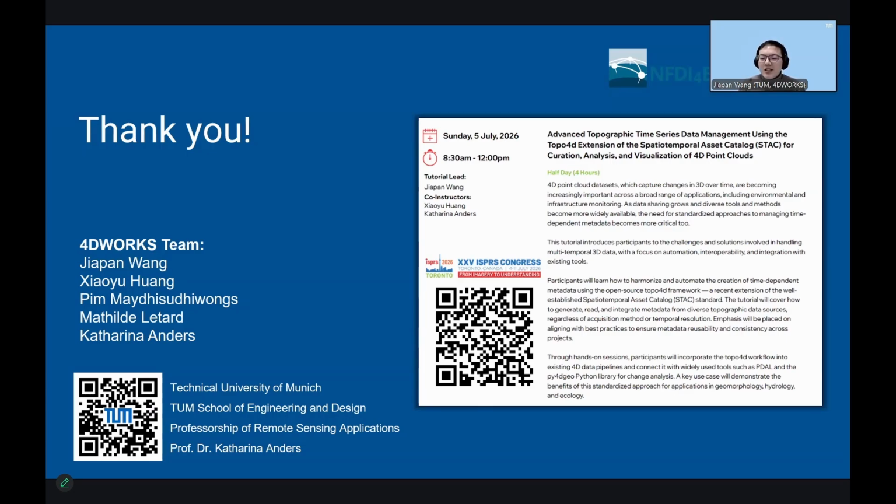And the last is a little advertisement. If you plan to participate in the Congress in July, you are very welcome to join our half-day tutorial session and to get some hands-on practice on how to handle the 4D topographic data and how to use it. Thank you.